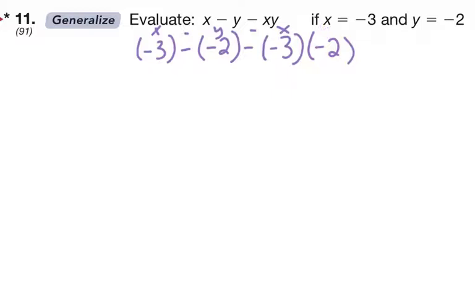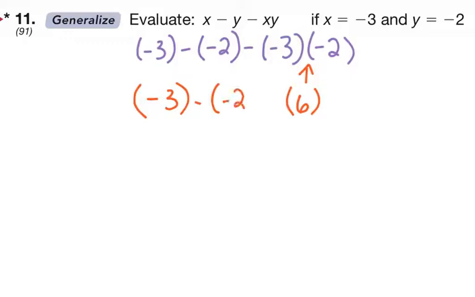Then we're going to solve, and remember we're going to multiply first. So we're going to do -3 times -2. A negative times a negative is a positive. So -3 times -2 is +6. And we're going to rewrite the whole problem, -3 minus -2 minus 6.